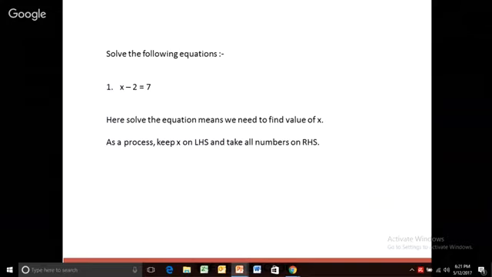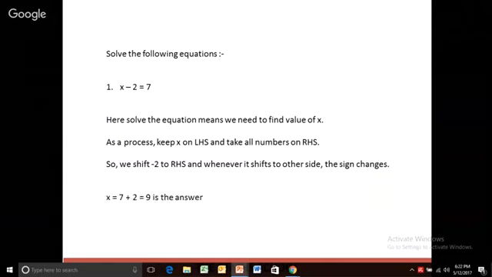So x minus 2 is equal to 7. What I will do, I will keep x on the left hand side. 2 we will shift to the right hand side, and when it goes to right hand side, it becomes plus 2 from minus 2. The sign changes. So x is equal to 7 plus 2 is equal to 9 is the answer. X is equal to 9 is the answer.